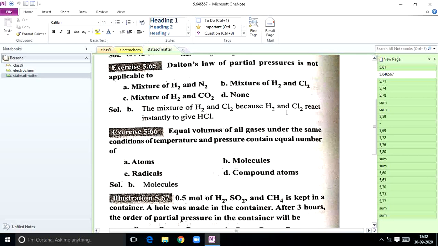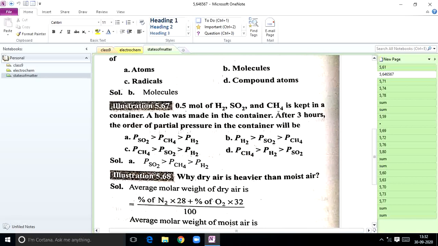Next, equal volumes of all gases under the same conditions of temperature and pressure contain equal number of molecules. Next, 0.5 mole each of hydrogen, sulfur dioxide and methane is kept in a container, equal moles. A hole was made in the container. After 3 hours, the order of their partial pressures in the container will be. See, actually, equal moles given. Actually, molecular mass of hydrogen is 2 grams, sulfur dioxide 64, methane 16 grams.